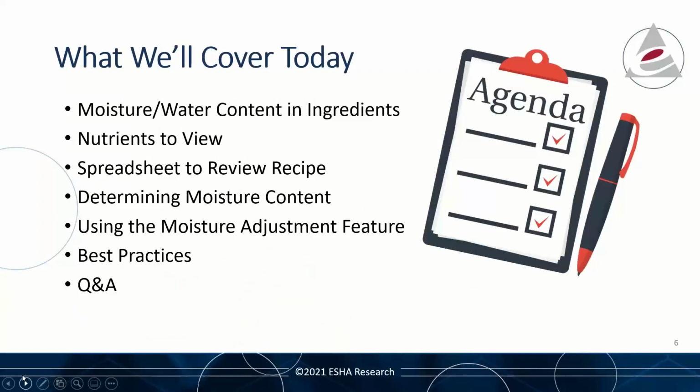Today we'll discuss moisture content in ingredients and recipes, the nutrients to view settings in the software, the importance of reviewing the spreadsheet report for your recipes, determining moisture content in your finished products, applying moisture adjustments in Genesis, best practices, and we'll go over some questions and answers.